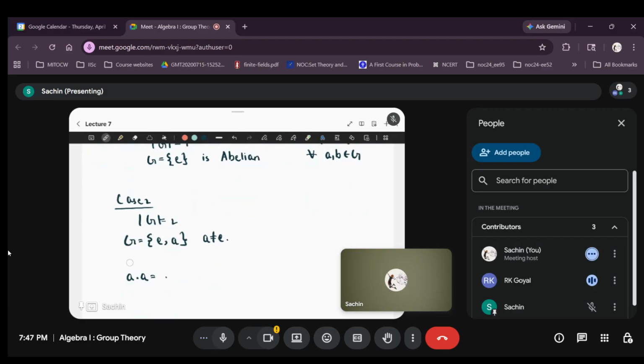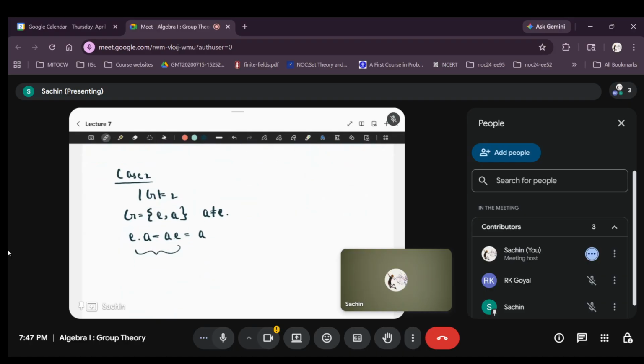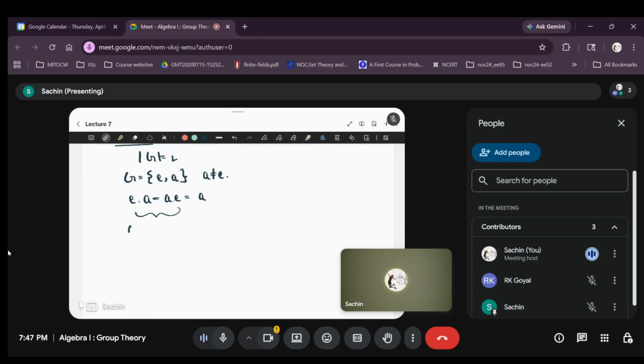So E times A, just by definition of identity, is equal to A times E, which is equal to A. So this is what we want for abelianness: E times A is equal to A times E. So this is also abelian.